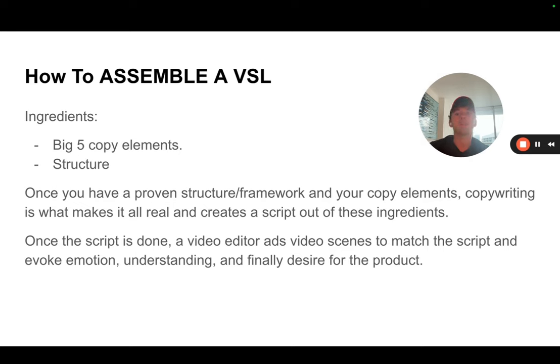Now, to get back to the big 5 copy elements, those are your big problem, the main problem that your product is solving, and what's holding the viewer back from the life that they desire. The problem mechanism, which is another way of saying the root cause of the big problem. The big promise, which is the promise that you're making of how your product will help them. So if it's for knee pain, your big promise is that you're going to help them relieve their knee pain and live a life of activity and joy.